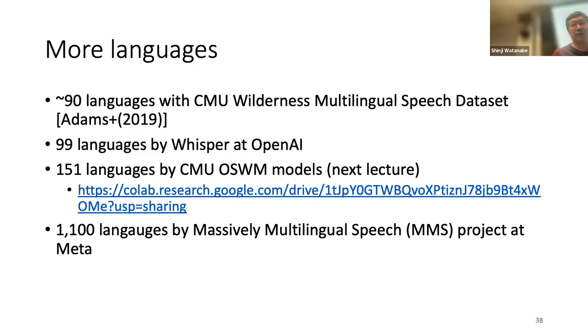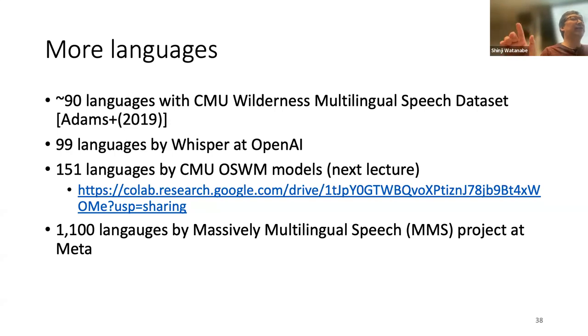And of course, this is not only our group. There is concurrent work in other groups like Google and so on. And later, this kind of direction has accelerated. For example, after our work, our group tried to expand to around 90 languages for multilingual speech recognition, and OpenAI's Whisper supports 99 languages, maybe more. I'm not sure, but at least the previous version is 99 languages.